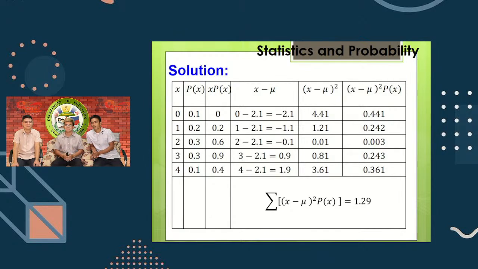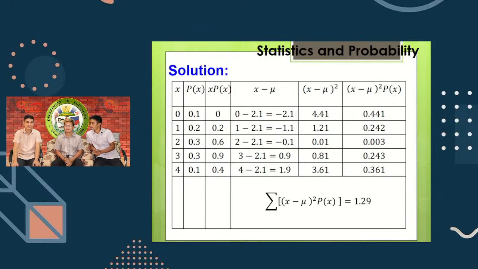Okay, so in the next column, we will square the result in the fourth column. So we will square the difference between the value of the random variable and the mean. For example, sir, the square of negative 2.1 is equal to 4.41. The square of negative 1.1 is 1.21. Negative 0.1 squared is equal to 0.01. 0.9 squared is equal to 0.81. And 1.9 squared is equal to 3.61. Then, the last column, Sir Ken?